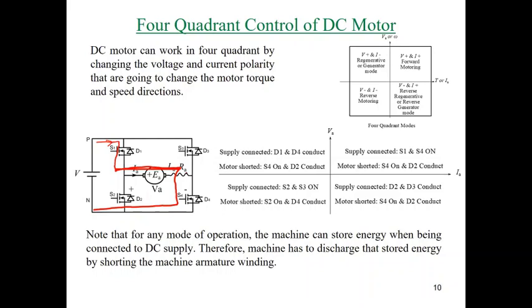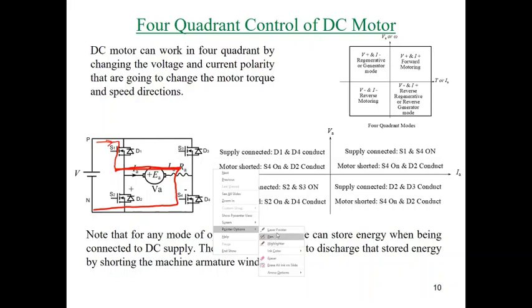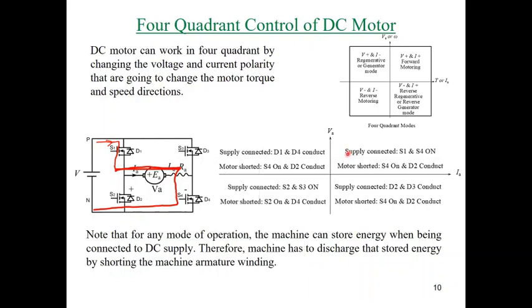So we can summarize this operation for the forward motoring. We have supply connection. If S1 and S4 are on, it means controlled. I have to apply pulses for switches S1 and S4, and the energy can be dissipated through the resistance when S4 is on, and D2 will conduct automatically. So this is the first mode of operation.